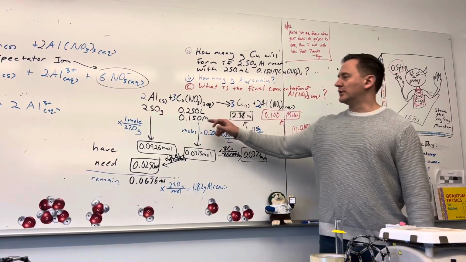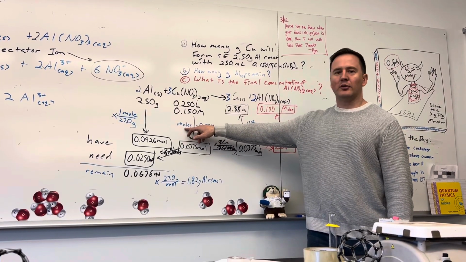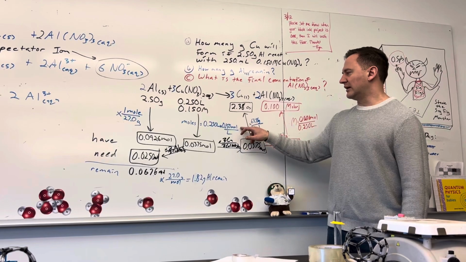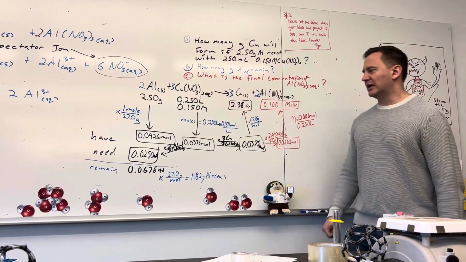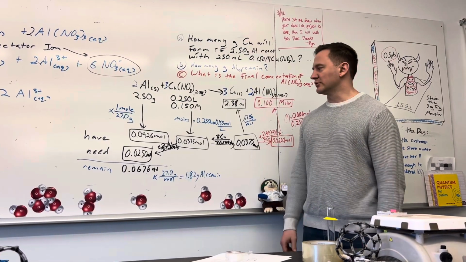For our solutions, the new piece to the map of mole town is that we can use the molarity equation and rearrange it to solve for the number of moles. So the moles is equal to the volume times the molarity, and we find that we have 0.0375 moles of copper nitrate in the solution.